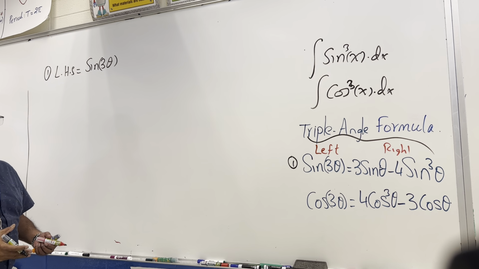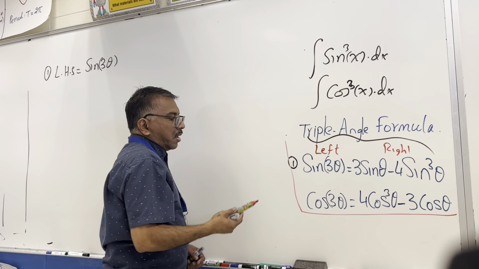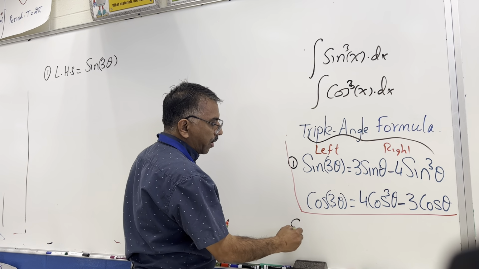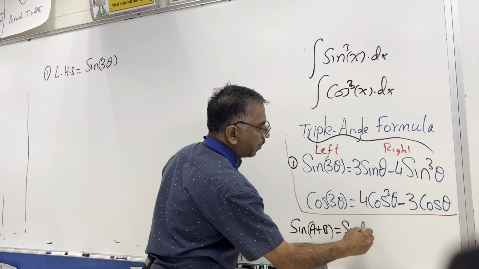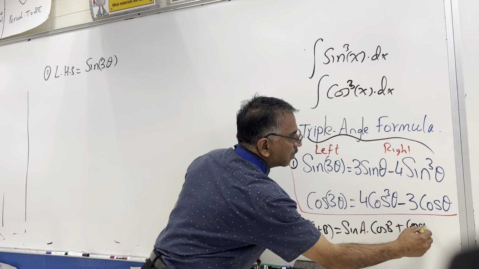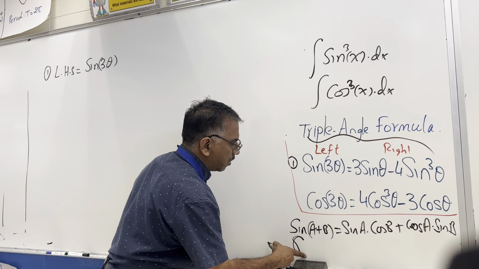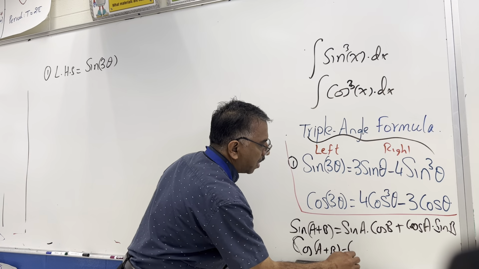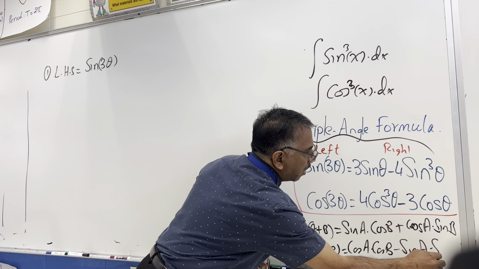Now, in order to achieve this goal, the main two formulas that we have to use are the compound angle formulas. That is sine of a plus b is sine a cos b plus cosine a sine b. So this is one formula we need to know, and also you need to know cosine of a plus b is cosine a cosine b minus sine a sine b. So now the question, how do we do this?